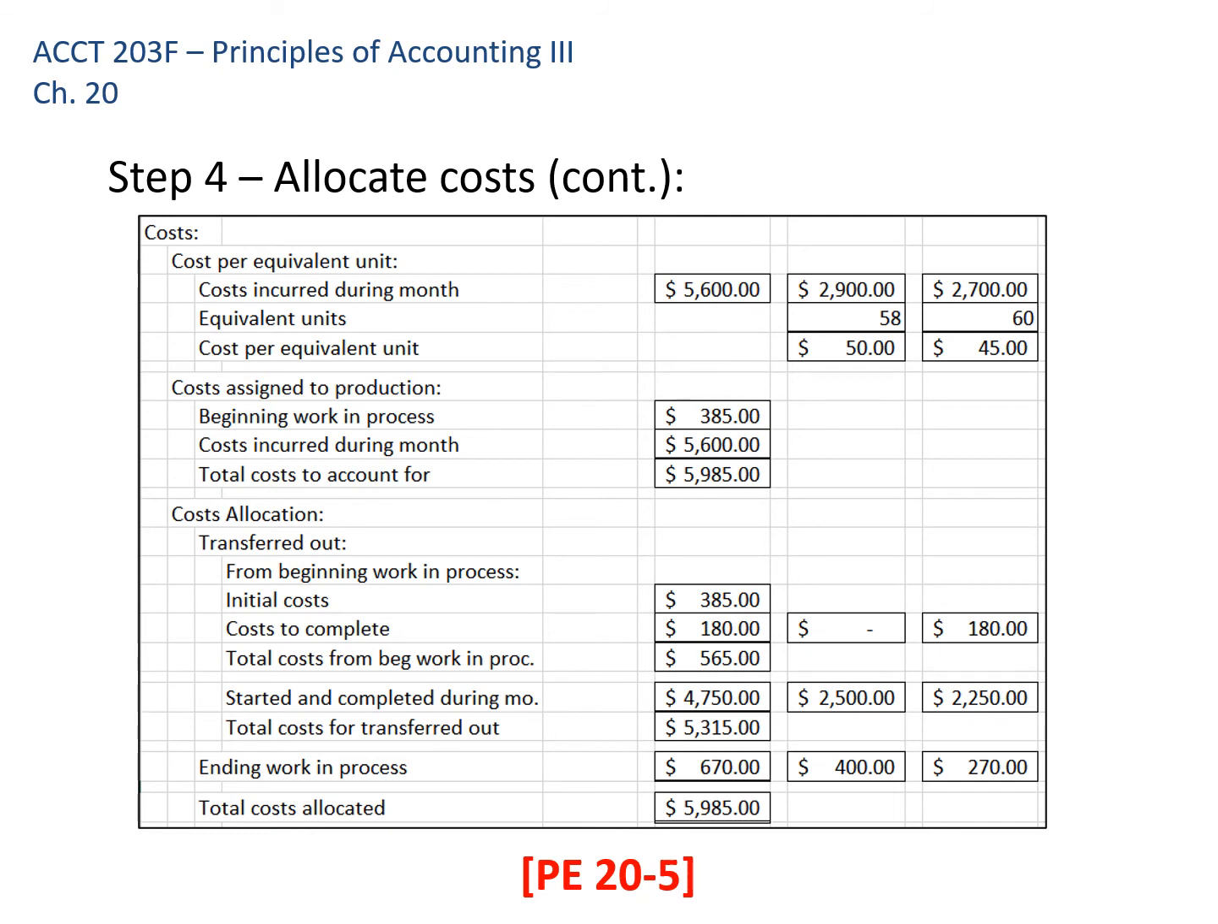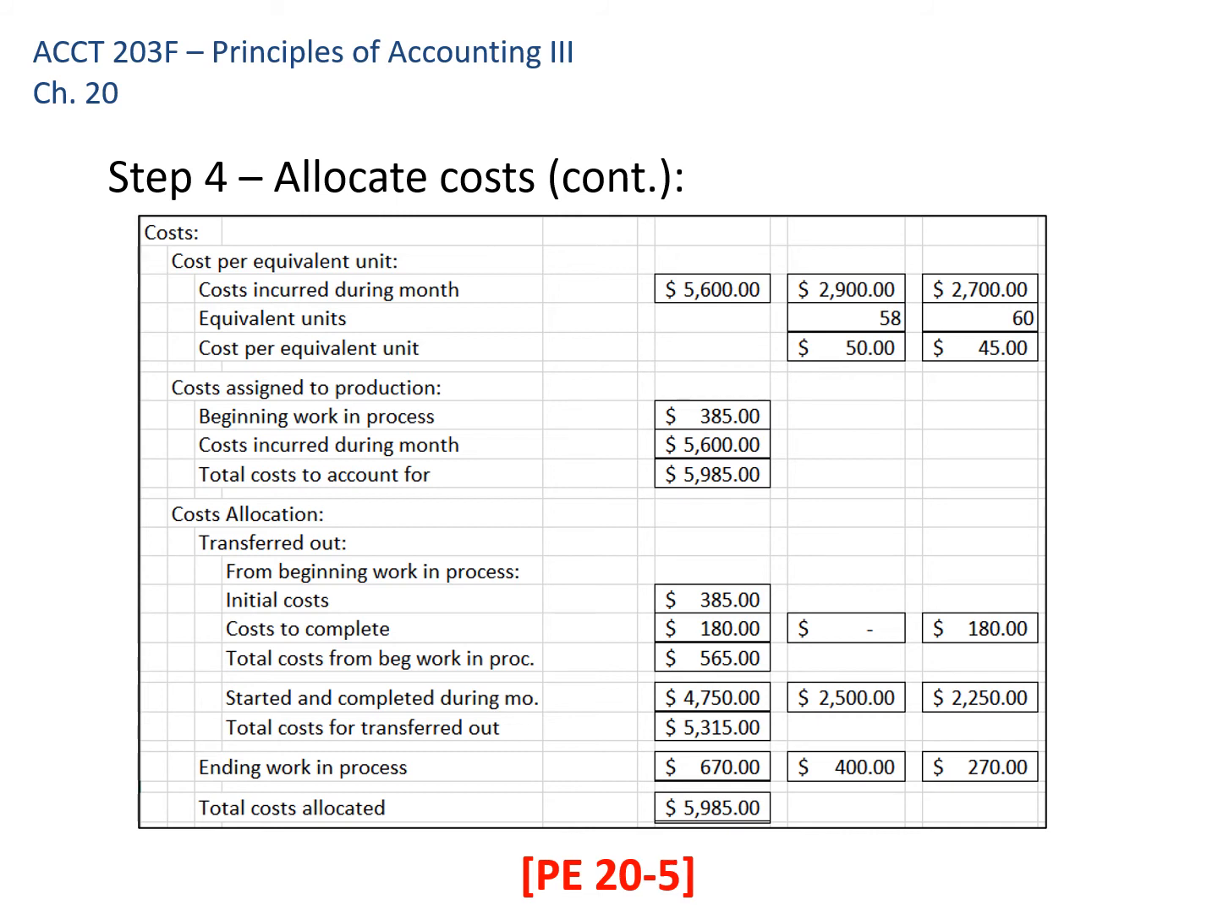Now the units that we started and completed during the month, remember from steps 1 and 2, that was 50 units that we started and completed during the same month. I'm going to multiply that 50 units by $50 for materials. That's $2,500 worth of materials that went into them. And I'll multiply that 50 units times $45 to get $2,250 for conversion cost. So the cost associated with what I started and completed during the month was $4,750.